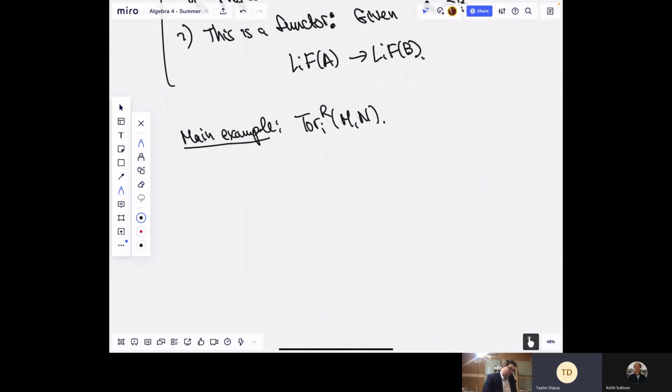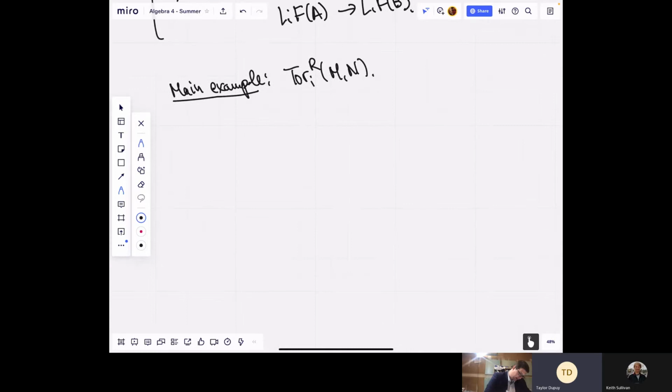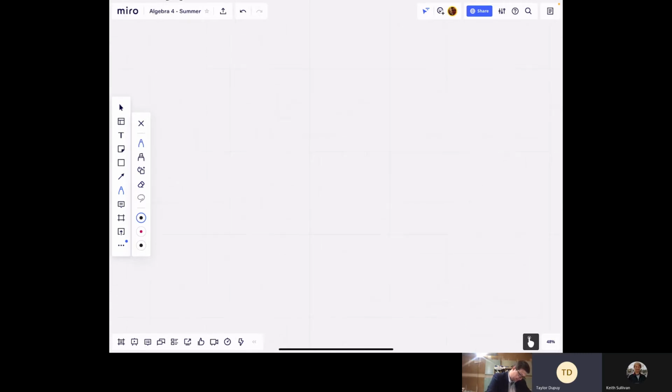Okay, so how do we define this? What we need to do is first take a projective resolution. We can do either a projective resolution of M or a resolution of N. It turns out to be well defined. So what we'll do is we'll take M, and take a projective resolution, with P_0 at the end.